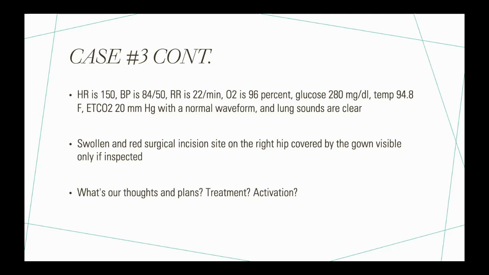So we definitely have some red flags here. He's tachycardic, he's hypotensive, he has a low temperature. Remember, everyone thinks of fever, and that's going to be a more common one, but in the SIRS criteria, it's above 100.9 or below 96.8. So this is going to be a low temperature. He has a low end-tidal CO2. He has high glucose. He's diabetic, but that is much higher than you would think to be running, a 280. He has that swollen and red surgical incision.